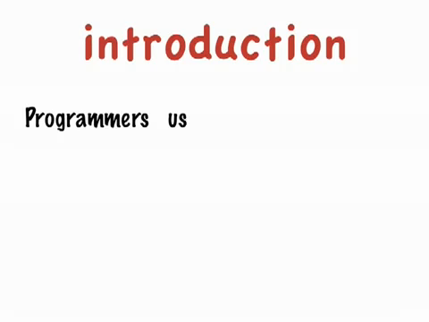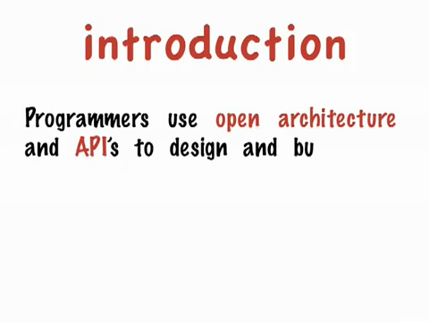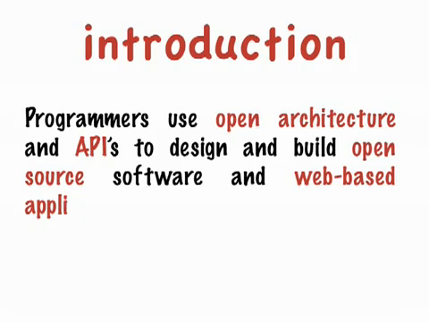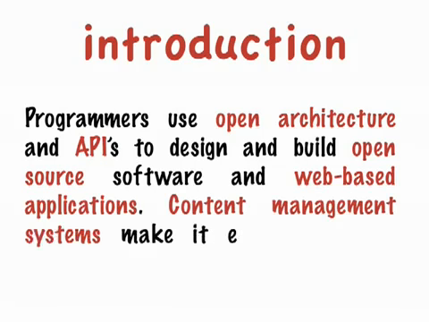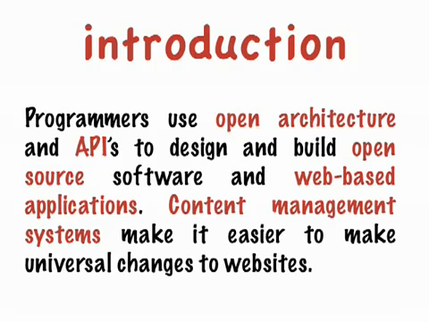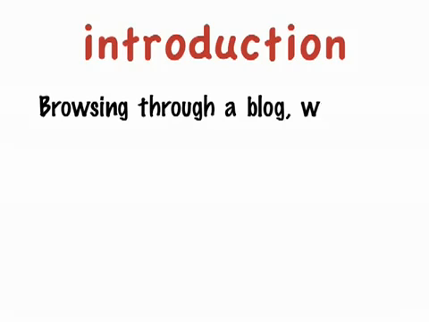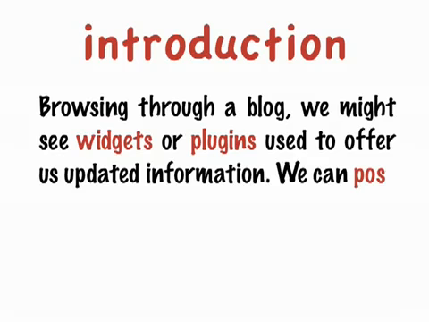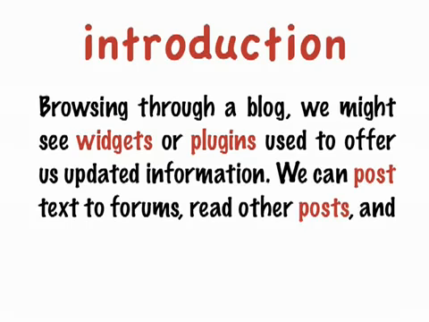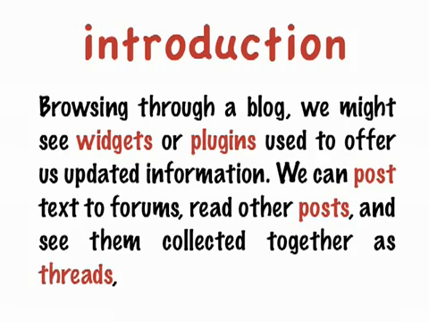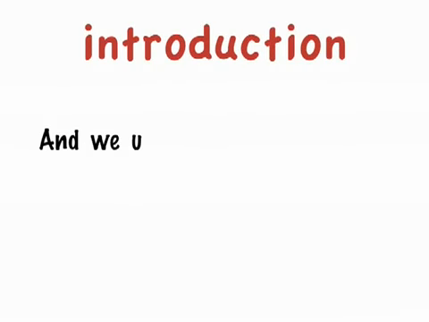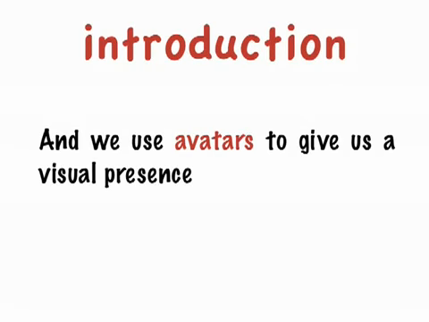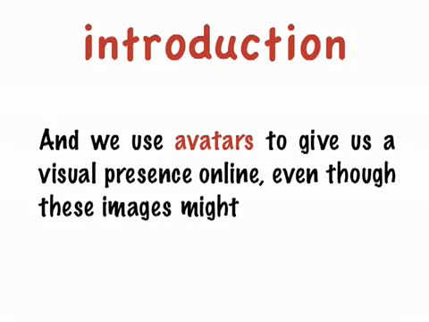Programmers use open architecture and APIs to design and build open-source software and web-based applications. Content management systems make it easier to make universal changes to websites. Browsing through a blog, we might see widgets or plugins used to offer us updated information. We can post text to forums, read other posts, and see them collected together as threads or conversations. And we use avatars to give us a visual presence online, even though these images might not match our true appearance.